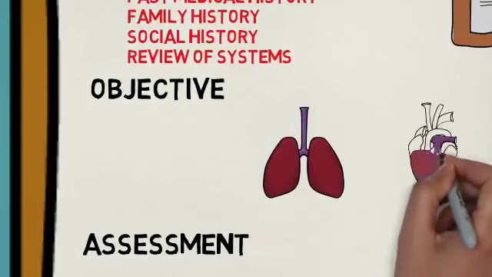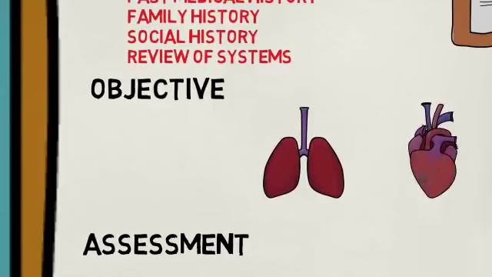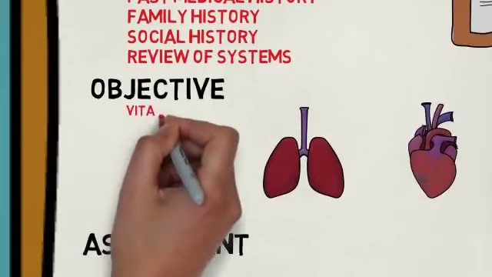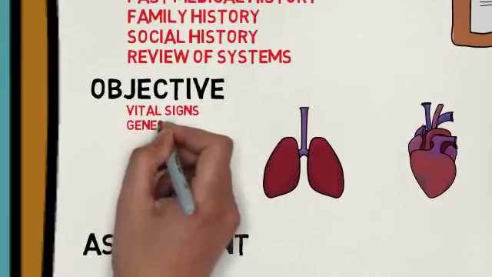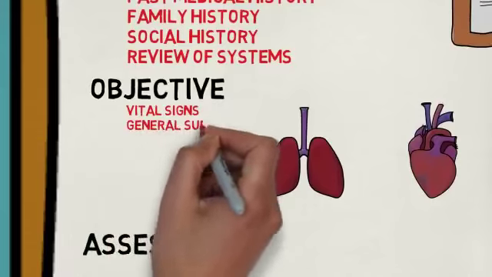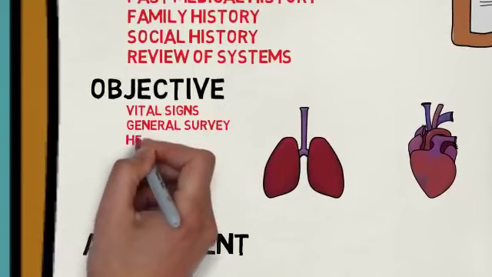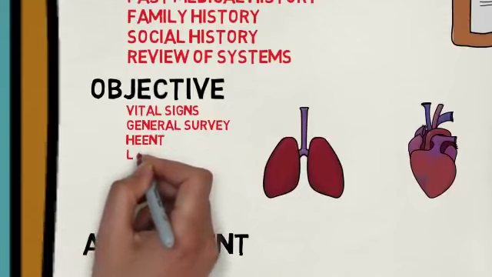Remember, the O stands for objective. This is where you record your physical findings. This section should not contain anything the patient has told you. Note only your objective observations. Also, you may use information such as age and laboratory and diagnostic test results, but remember, it's just the facts.